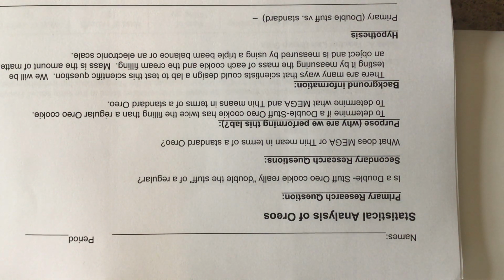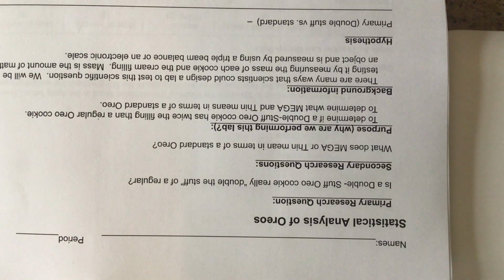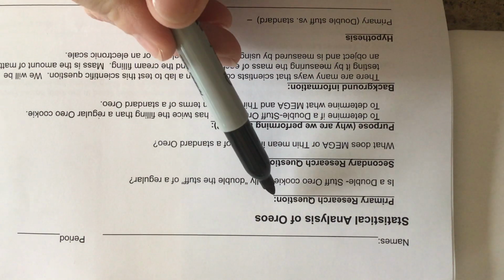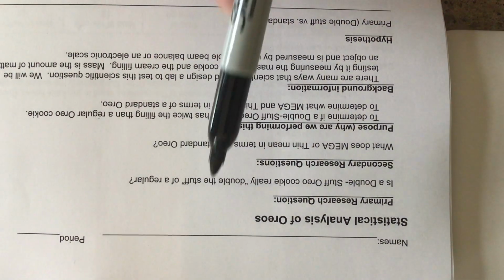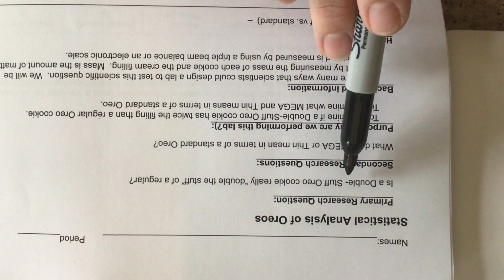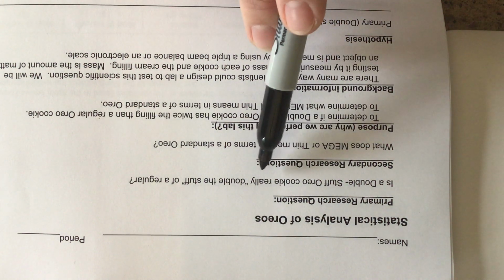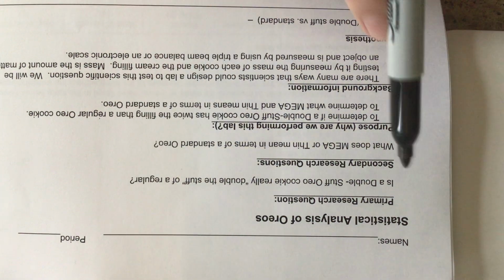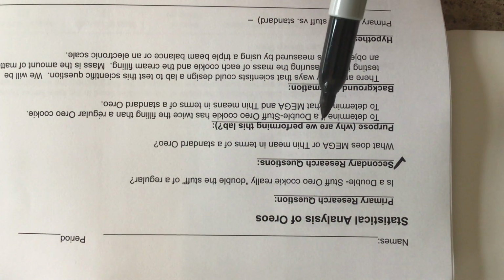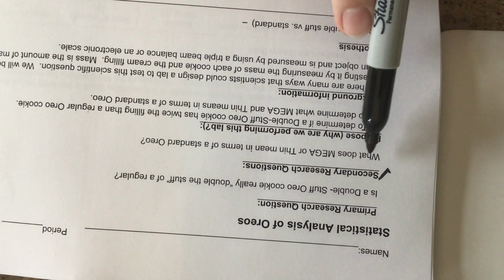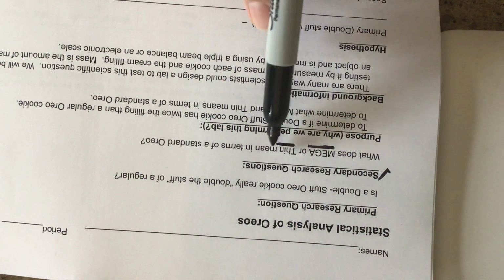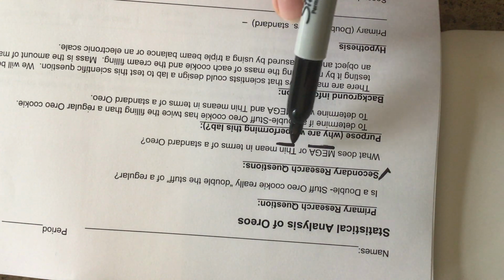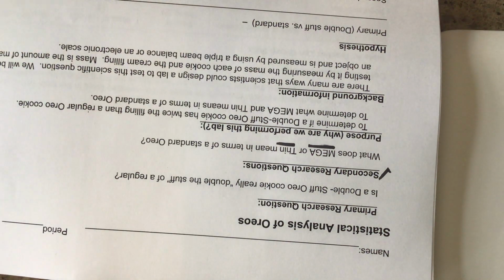All right, here we go. So, as you can see up here, our primary research question is going to be, is the actual double stuff Oreo really double the stuff? Stuff meaning filling of a regular Oreo. We do have secondary questions that we can answer by doing the lab. We are going to also look at mega and thin Oreos as well and compare those to a standard Oreo.